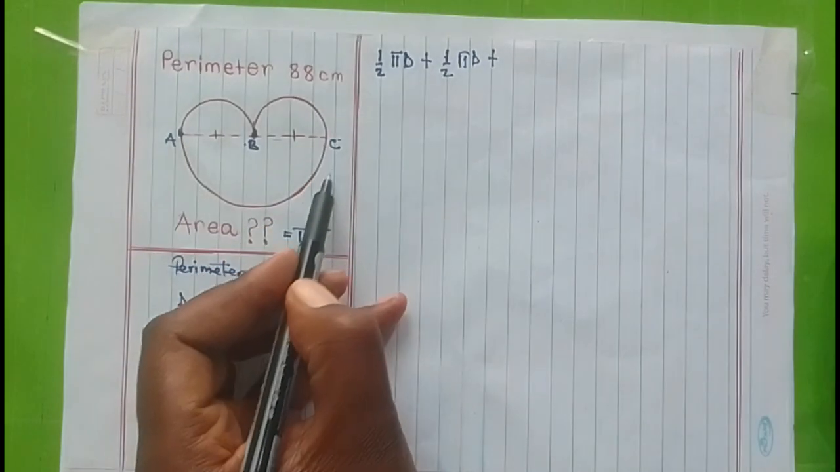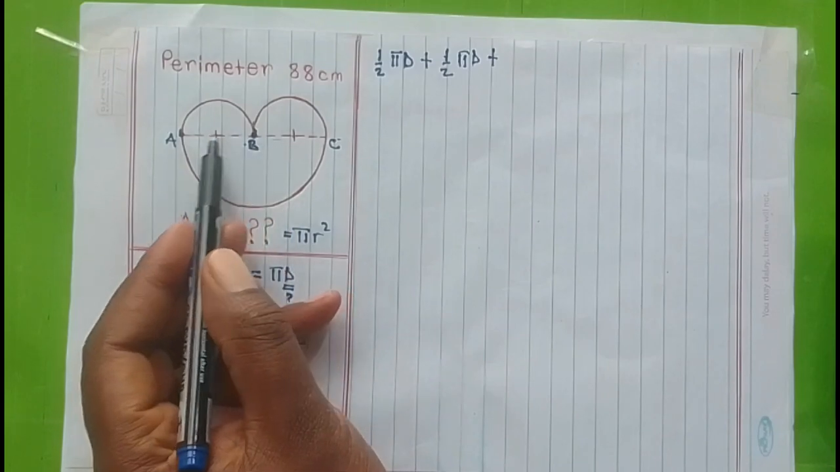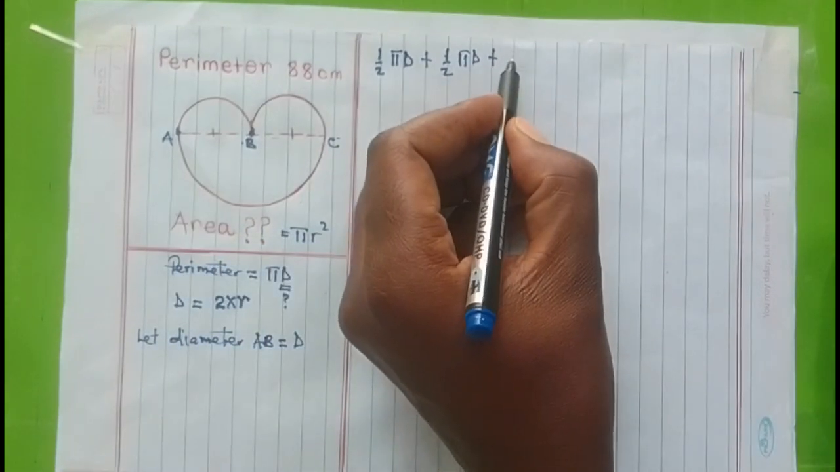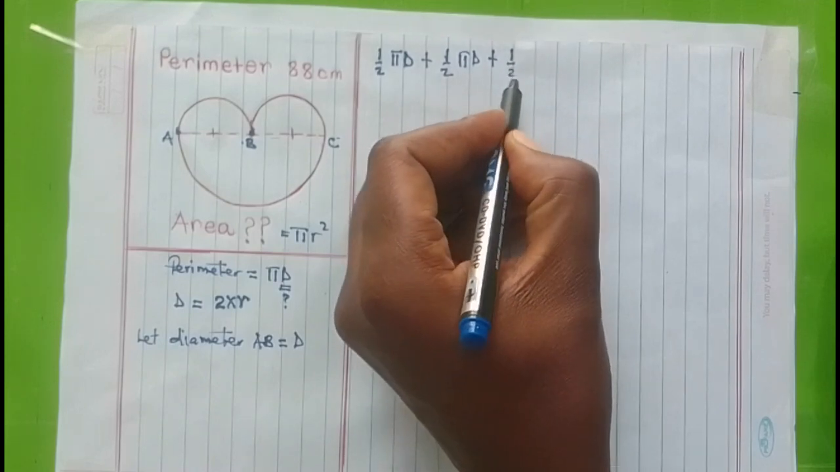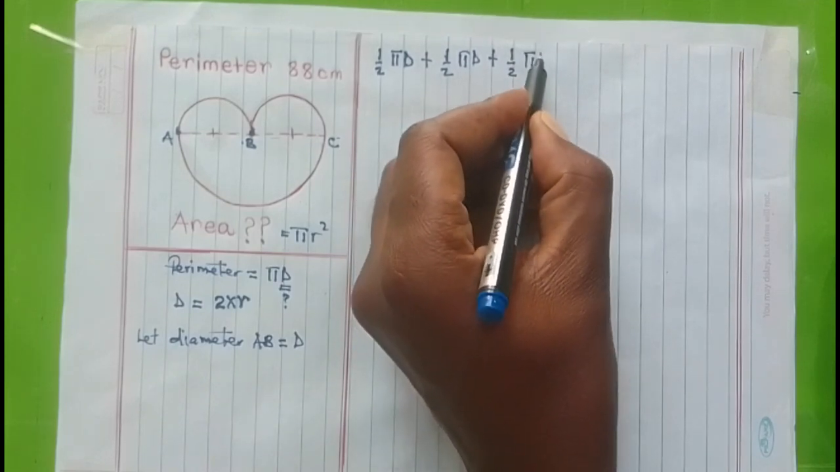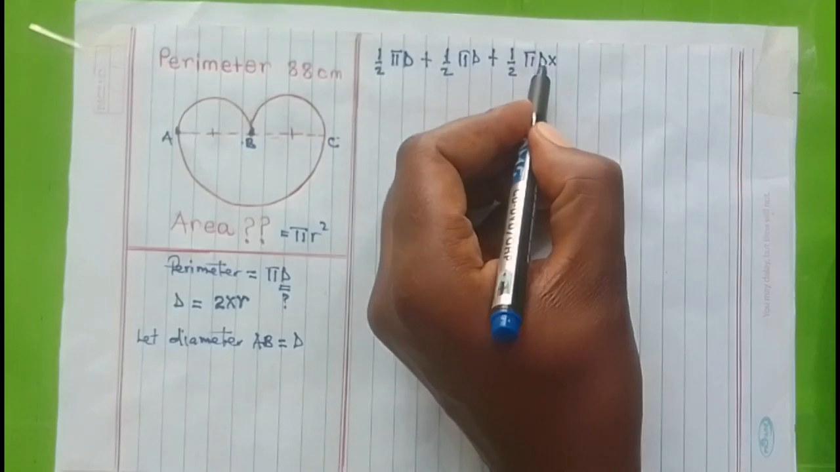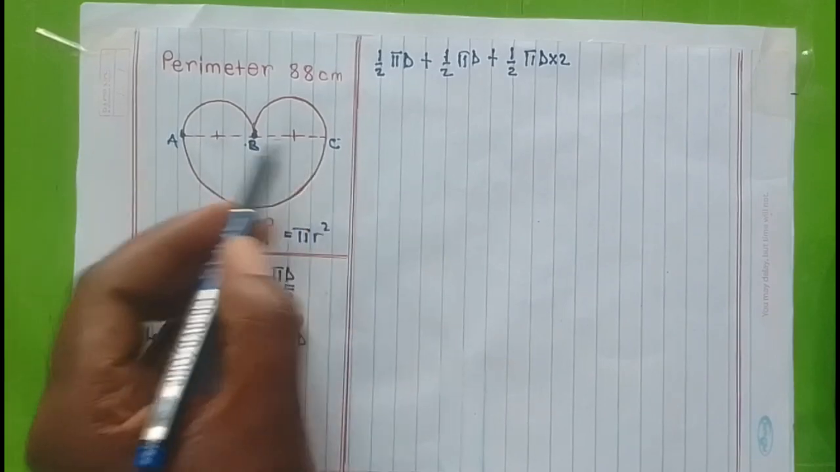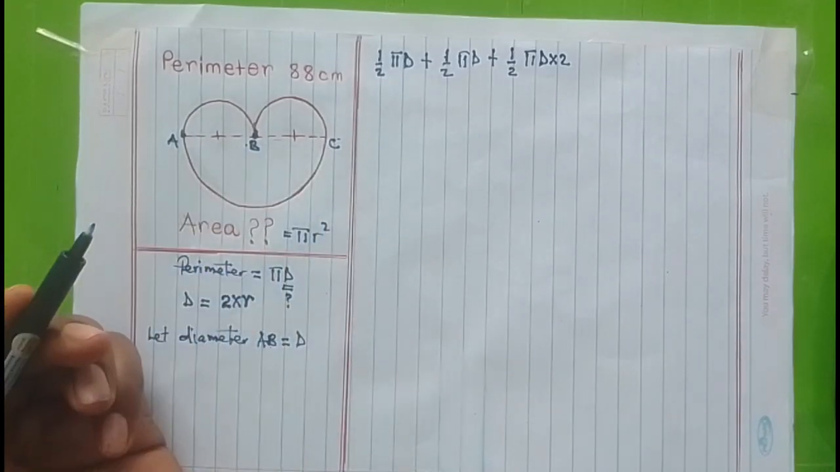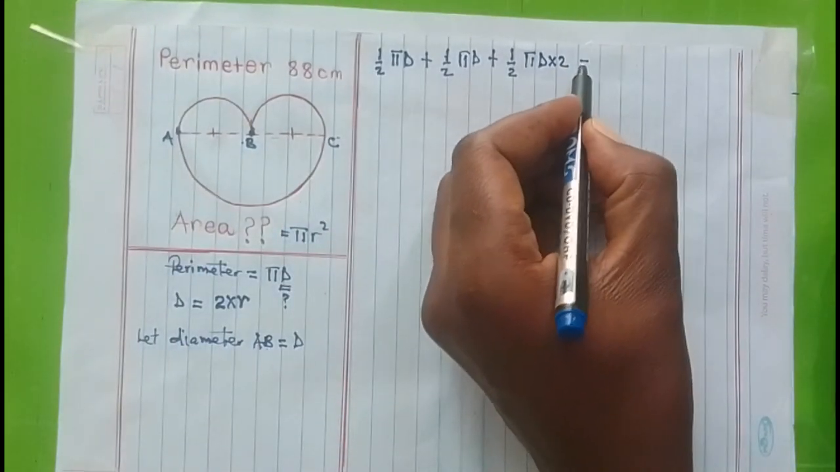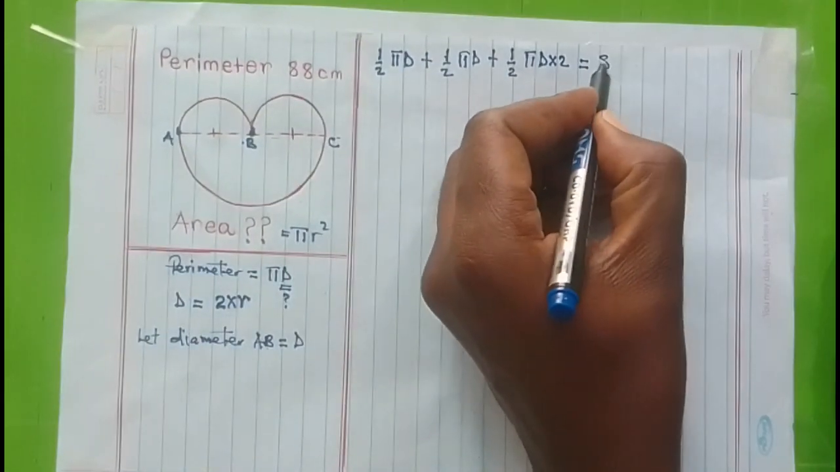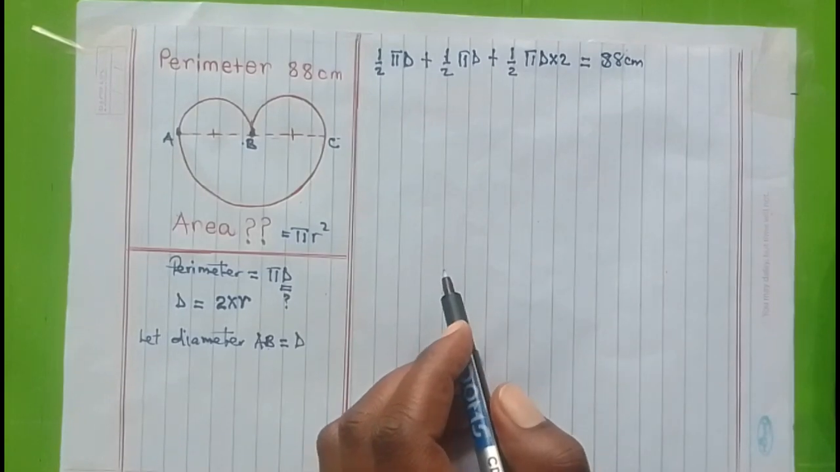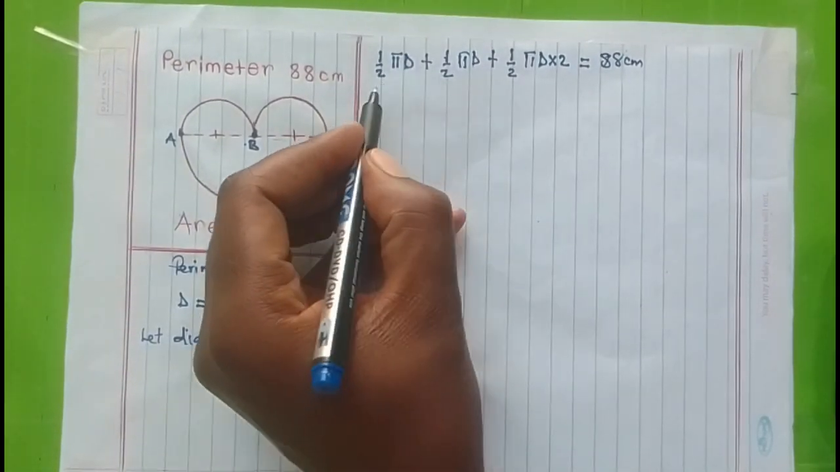Now, from C to A, the diameter looks bigger. We are going to multiply it by 2. But the formula of getting the curve or the arc is a half pi d. But this pi d, we are going to multiply it by 2, because AB, when we double it, gives us AC. And all this should give us the perimeter, which is 88 centimeters. Let's substitute. Where there is pi, we put 22 out of 7.